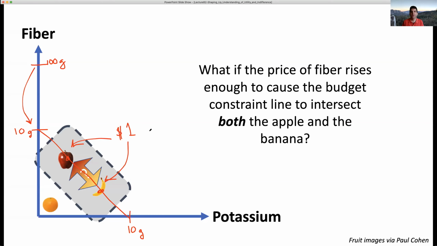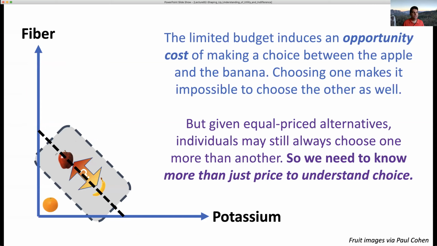So that's what budgets give you, is they give you choices. And then you have to ask, all right, based on everything I can afford, what do I choose? Now I can only choose one of them. And so that's what creates this opportunity cost: if I choose the apple, I've used up my entire budget on the apple, so I can't choose the banana.